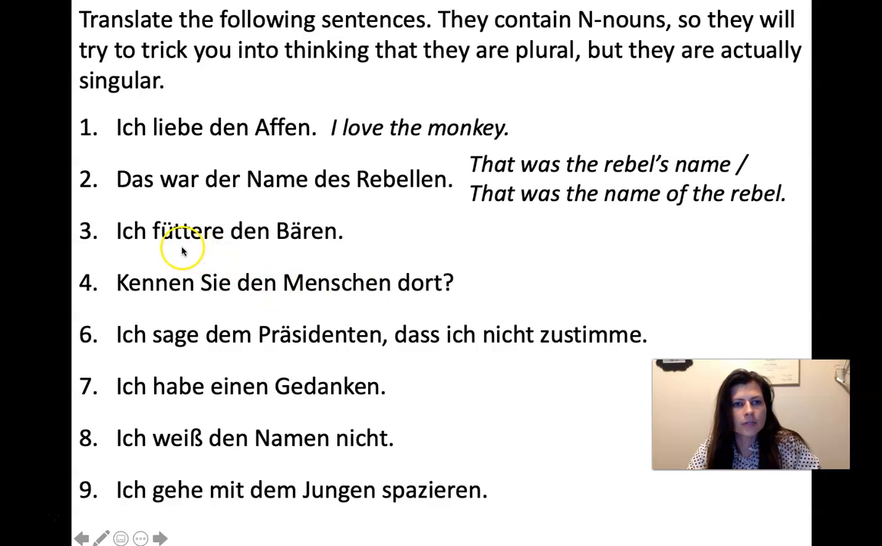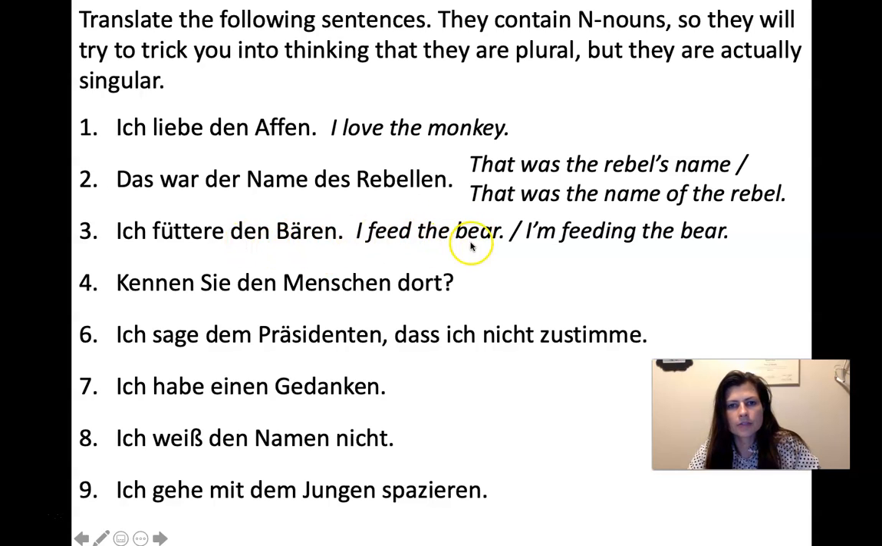And then Nummer 3, ich füttere den Bären. I feed the bear. I'm feeding the bear. So you see that this is the singular masculine accusative definite article. The bear as a direct object. Singular bear. If you wanted to say I'm feeding the bears in the plural, then it would be ich füttere die Bären. This would be die instead of den. That's how you can tell the difference.